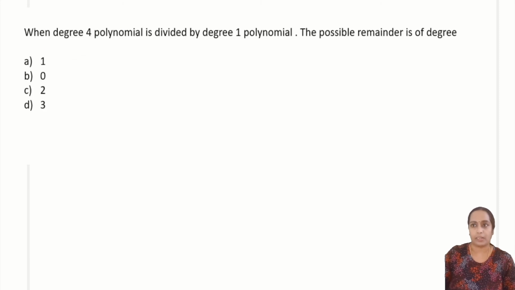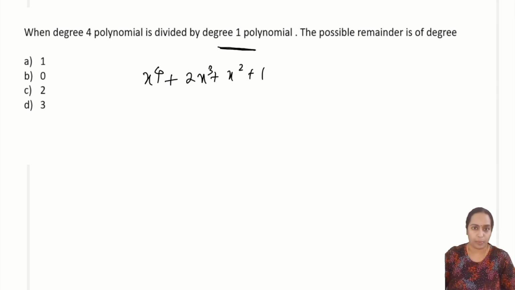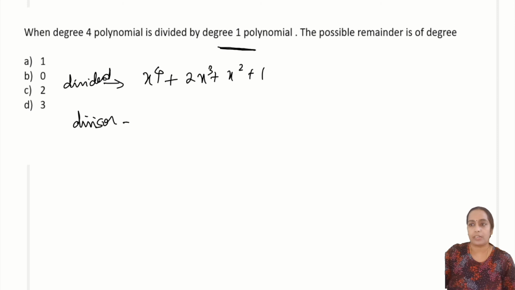Okay, the next question. When a degree 4 polynomial is divided by a degree 1 polynomial, what is the possible remainder? So here the divisor is a degree 1 polynomial. A degree 4 polynomial is, for example, x power 4 plus 2x cube plus x square plus 1. The highest power is called the degree of the polynomial. So this is your degree 4 polynomial, which is the dividend. It is divided by the divisor, which is a degree 1 polynomial according to the question, let's say x plus 2.